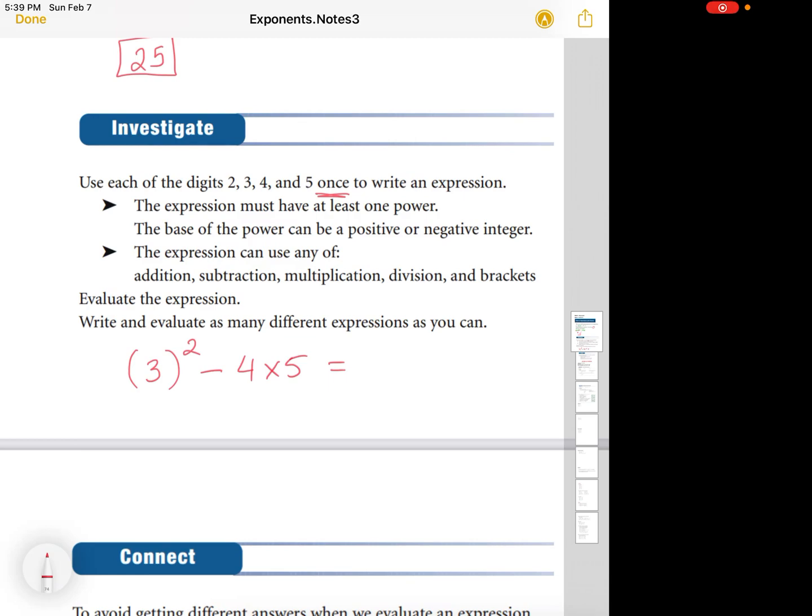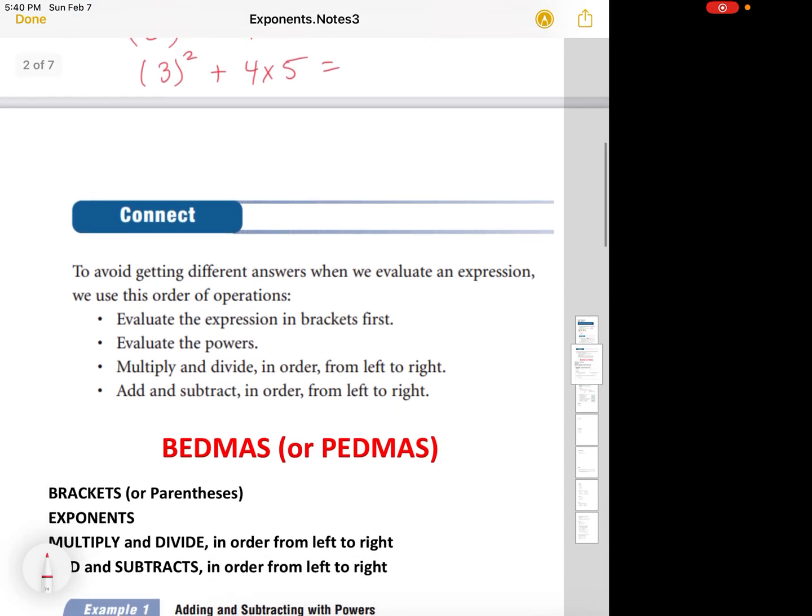You can play around. What you should notice with different expressions is that the answer depends on what order you put them in and which operations you use. So for example, I could go 3 to the 2 plus 4 times 5. I'll get a very different answer. I could go 2 to the 3, and I could times 5 minus 4. I will get a very different answer. But you can play around with your order of operations to see what you get.